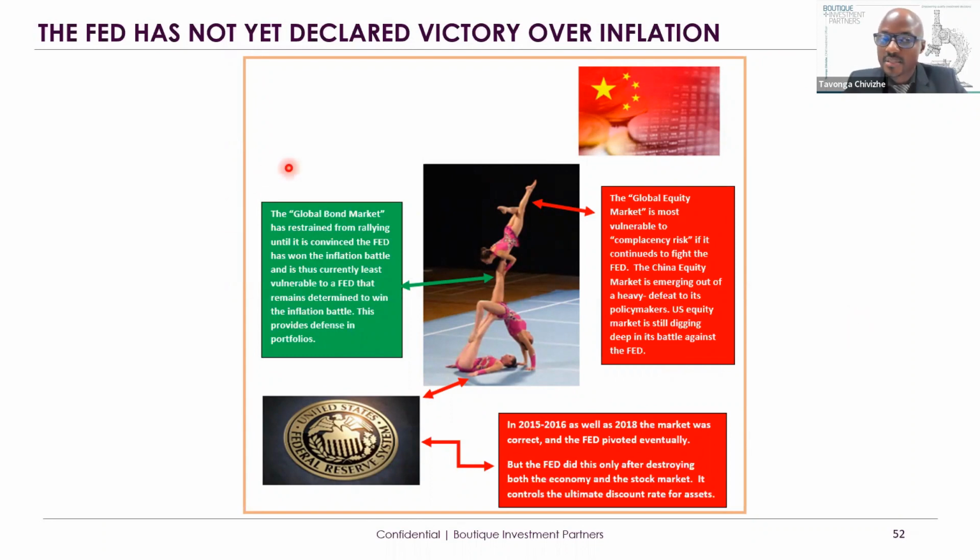The bond market has played it extremely safe. They're waiting for the Fed to make up their mind before it rallies, and we're building up exposure in the bond market, in the Chinese equity market, but avoiding everything else on the growth side. And we're understanding that even if the equity market turns out to be correct and the Fed pivots, in 2015, in 2016, as well as in 2018, the equity market and the Fed were again engaged in another vicious battle like is happening today. It turned out the equity market was actually correct.